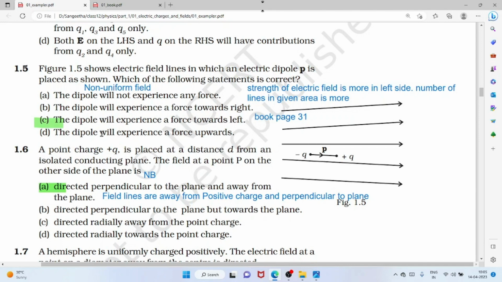So the dipole will experience a force towards the left, because the field is stronger on the left side than the right side. The strength of the electric field is more on the left side, since the number of field lines in the given area is more. So option 1 and 3 are correct.